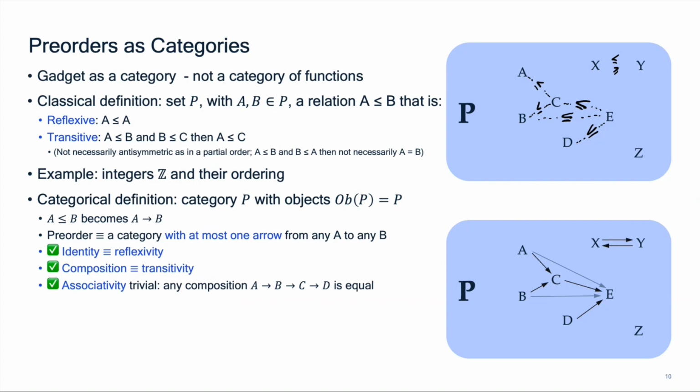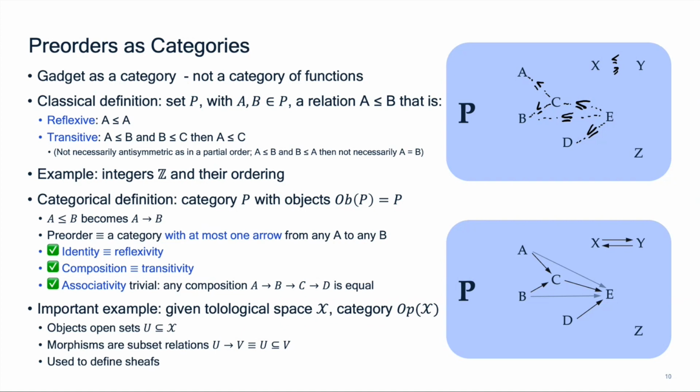Okay, thanks. An important example of a partial order, and that we can consider the category of something, is given a topological space, we can have a category of open sets. And the objects are open sets, and the morphisms are subset relationships. So if an open set U is smaller than an open set V, then we write that as an arrow from U to V. And this would also be a preorder. And this can be used to define sheaves.